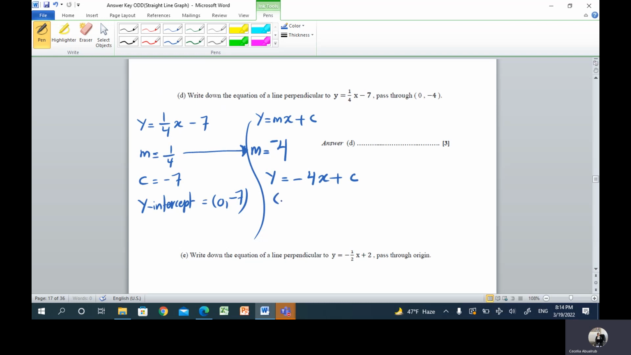So I know half of the equation now, -4x + c. Since this line is passing through (0, -4), we're going to substitute y as -4 and x as 0. So c is equal to -4. So we know now the equation of the line, which is -4x + (-4). In other words, y = -4x - 4.